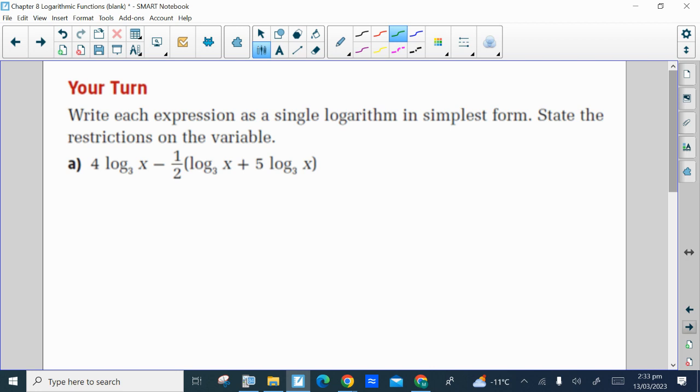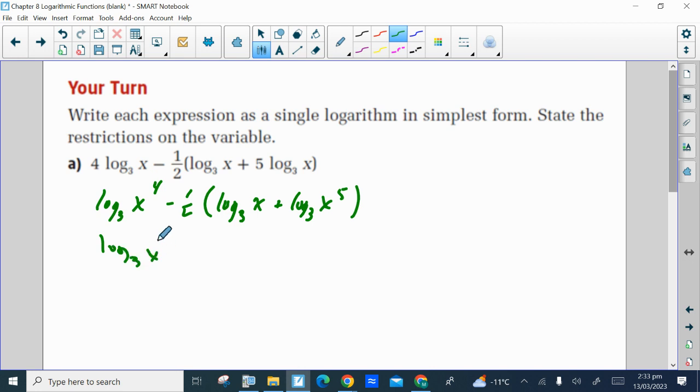So once again, we'll use the laws of logarithms here to simplify this. So for that first term, I would bring the 4 up as an exponent. And inside the brackets, I can use the product law. But first, I would bring the 5 up as an exponent as well. And now I can use the product law to simplify inside the brackets. That'll be log base 3 of x times x to the 5th, which will be x to the 6th.